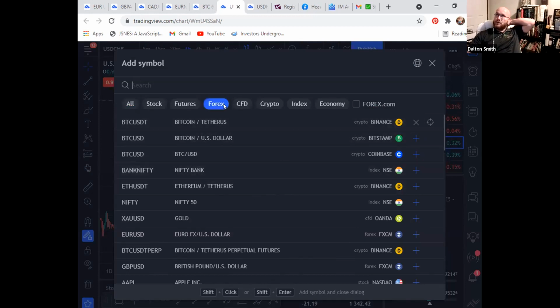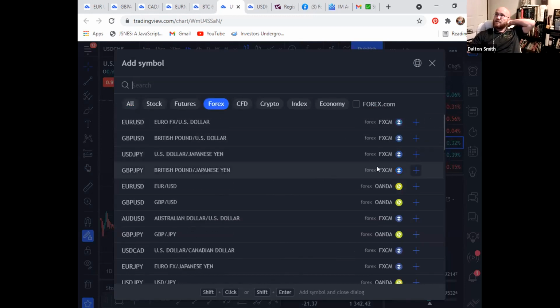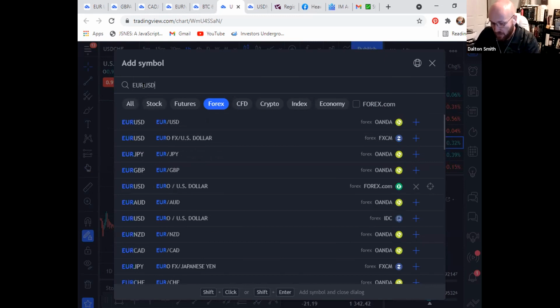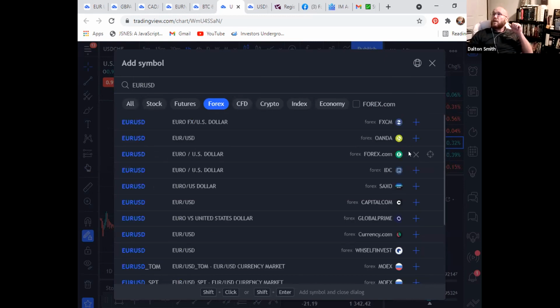And then right here we hit add symbol and it's going to take you into the section to choose. You're going to hit Forex for your Forex charts and you're going to type in your currency pair. We'll just do Euro USD. Right here, it's going to say Oanda and you're going to hit the plus button and that's going to bring it up and put it onto your watch list in the top right-hand corner. And you just go through and add all the charts that you want.